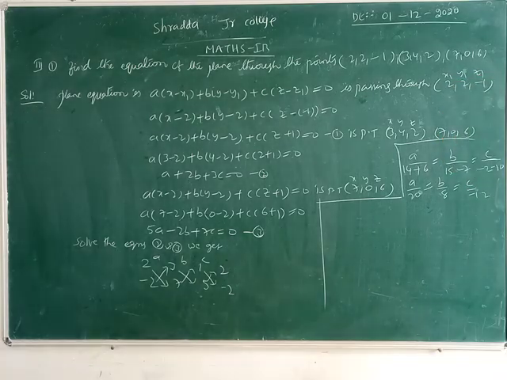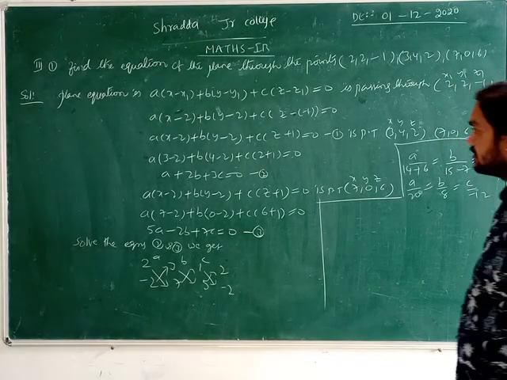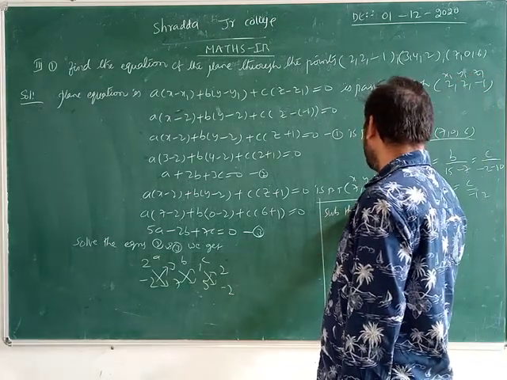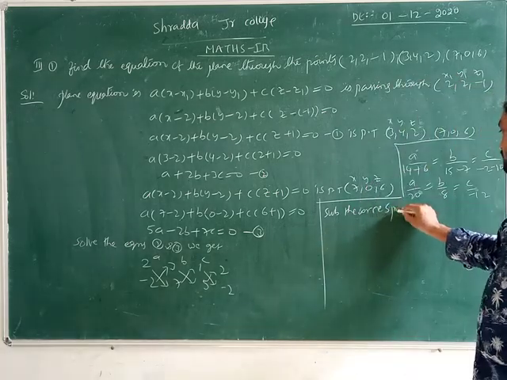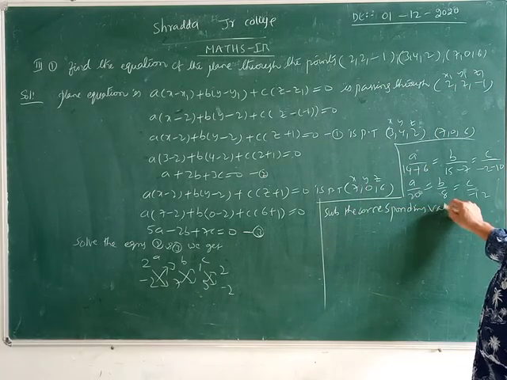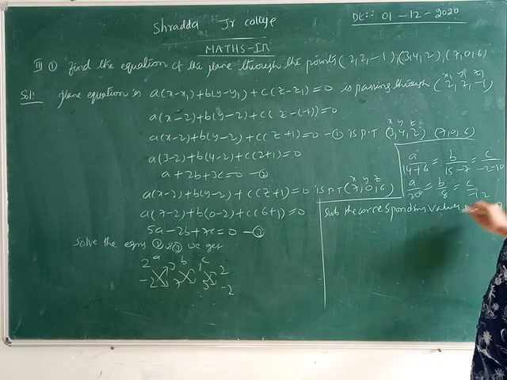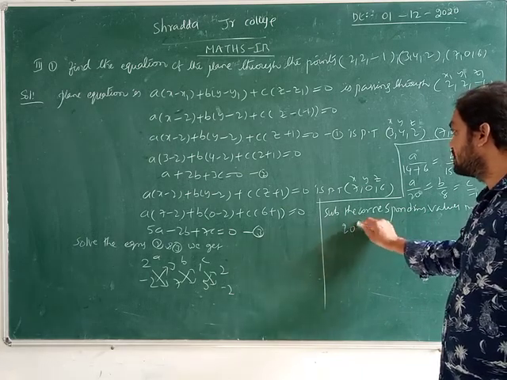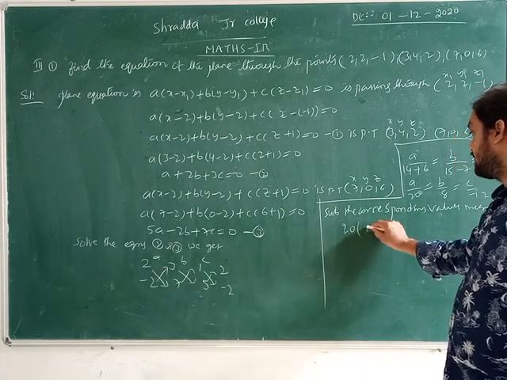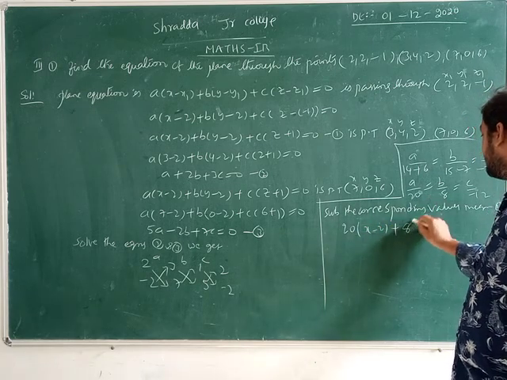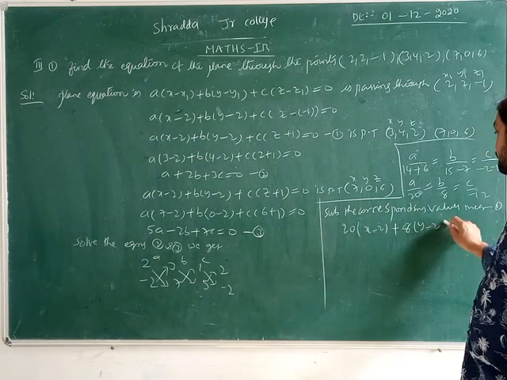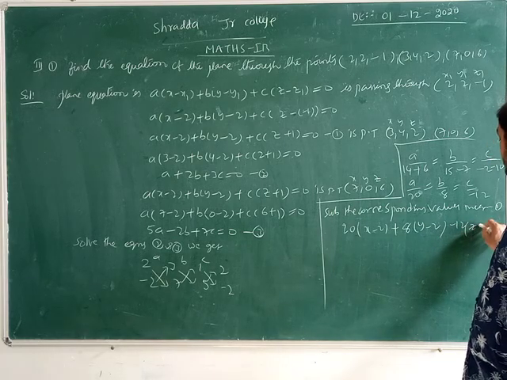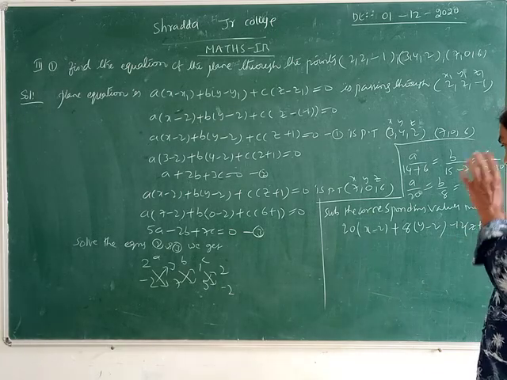Now substitute the corresponding values in equation number 1. So what can we see? Substitute the corresponding values in equation 1. So what we are getting here? What is a, that is 20 into x minus 2. What is b? 8 into y minus 2. And what is c? Minus 12 into z plus 1. This is equals to 0.